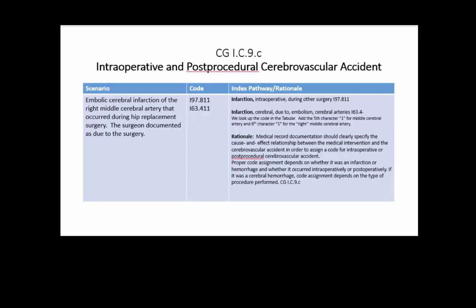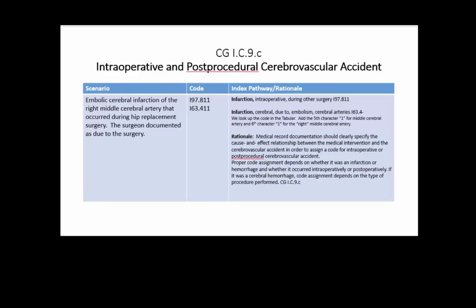The scenario we're given is an embolic cerebral infarct of the right middle cerebral artery that occurred during hip replacement surgery. So it's intraoperative, and the surgeon documented it as due to the surgery. So your infarct, the intraoperative, is I-97.811. You see the term during other surgery. That's because when you look in your list of codes in the tabular, the first code has to do with during cardiac surgery. So during other surgery is identifying any surgery other than cardiac.